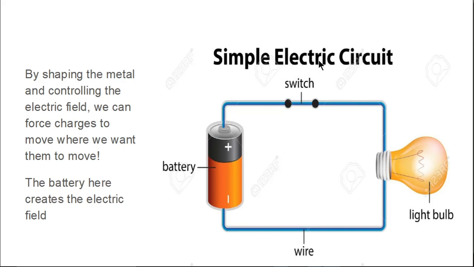Let's talk about simple electric circuits. This is a simple electric circuit. It includes a battery. It includes a wire. Sometimes, usually, it includes a switch, and then something is hooked to your circuit. In this case, it's a light bulb, but you could have a toaster, you could have a heater, a TV, whatever. You have something hooked to the circuit here. And that is a simple electric circuit.